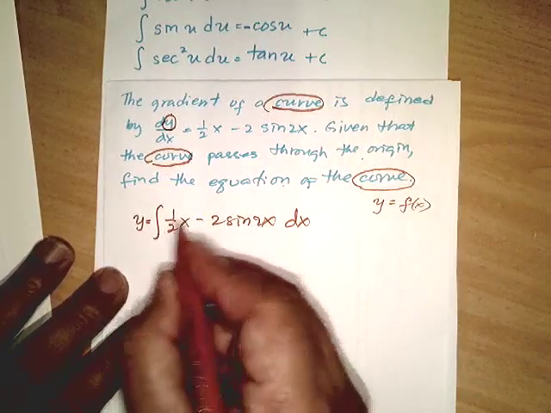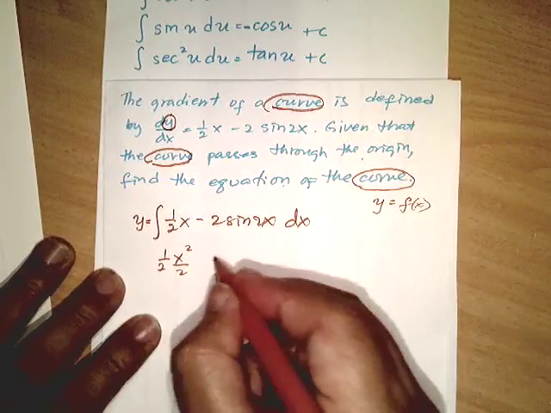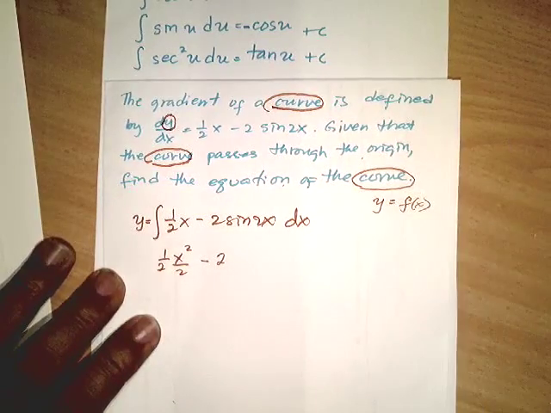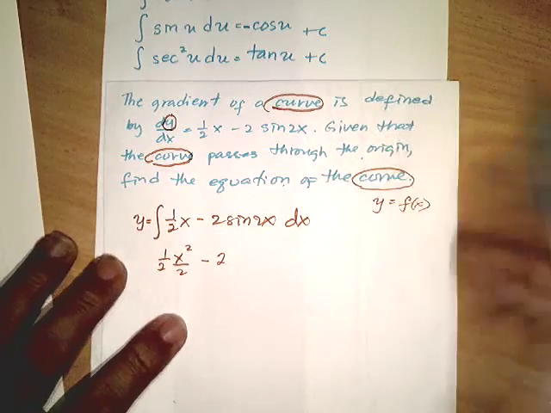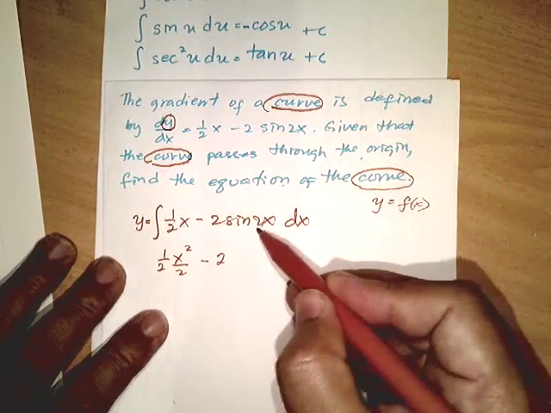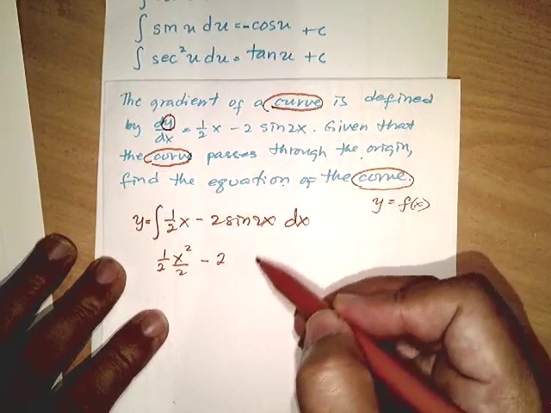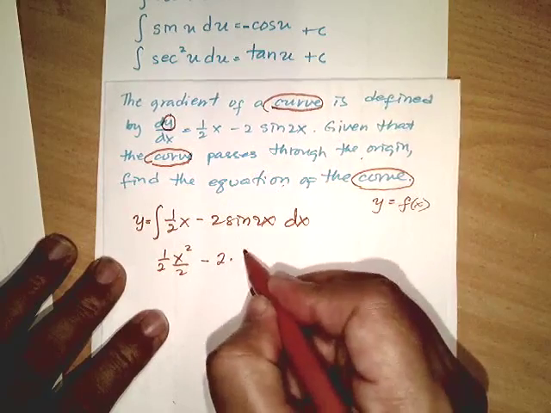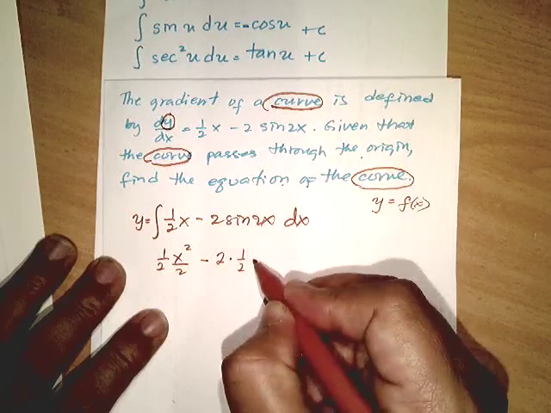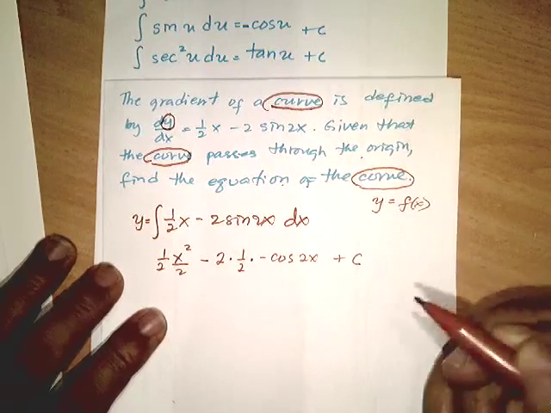The integral of this is 1/2 x squared over 2 minus 2. What's the integral of sine 2x again? We can use the substitution. However, if you get used to the technique, you can simply say the derivative of 2x is 2, take the reverse of that, so that's 1 over 2. Then the integral of sine is negative cosine 2x. Then you add plus c.